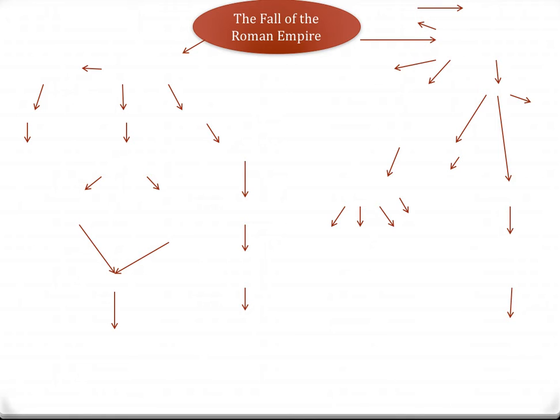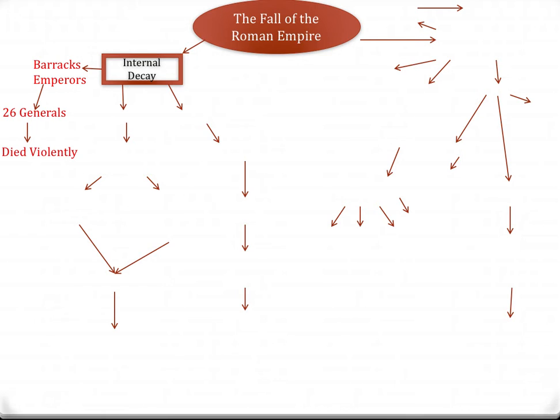Moving on to the fall of the Roman Empire, in terms of internal decay, while Rome is falling, you have these people called the barracks emperors that try to take over over the course of many years. It was about 26 generals, and pretty much all of them died violently except for one of them. One of them was said to have died through natural causes.